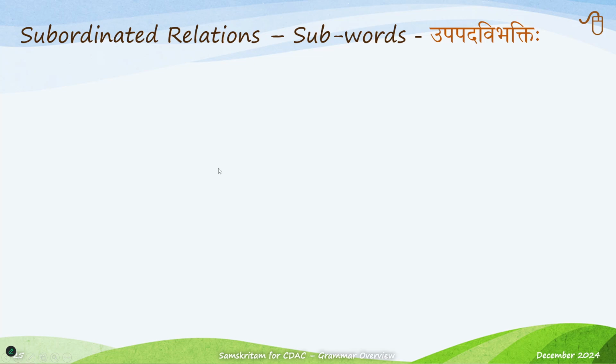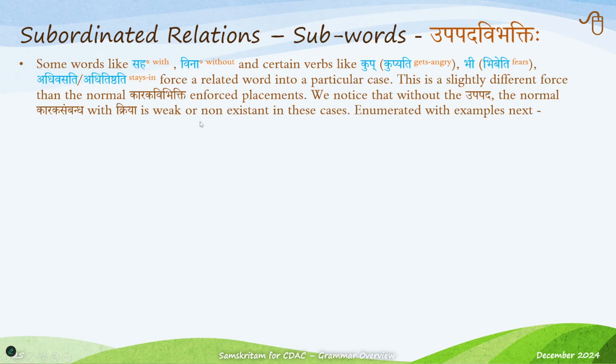Samskrita Vagmaya has found that there are other forces that require a certain form of the noun to go with that neighbor word. So that's called subword relationship, subordinated relationship. So let us look at them one by one. There are quite a few.